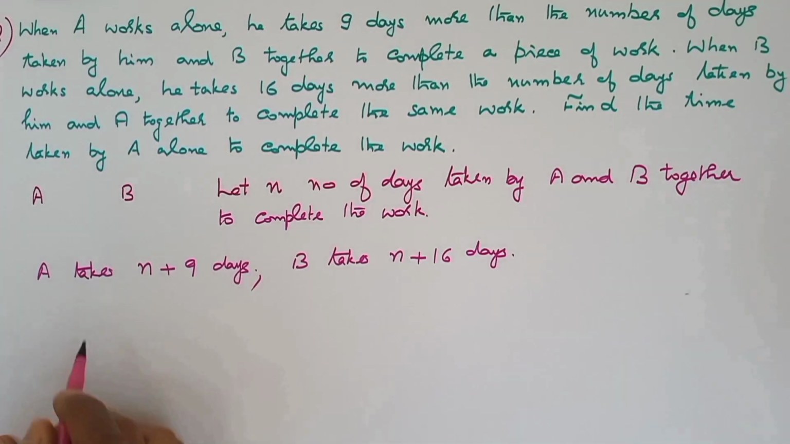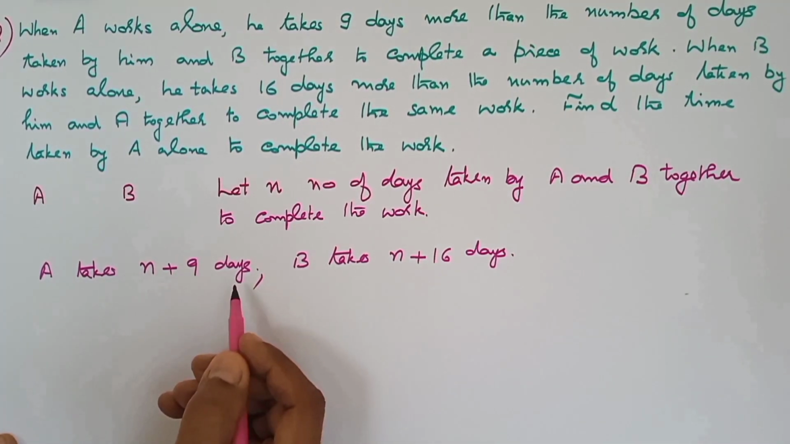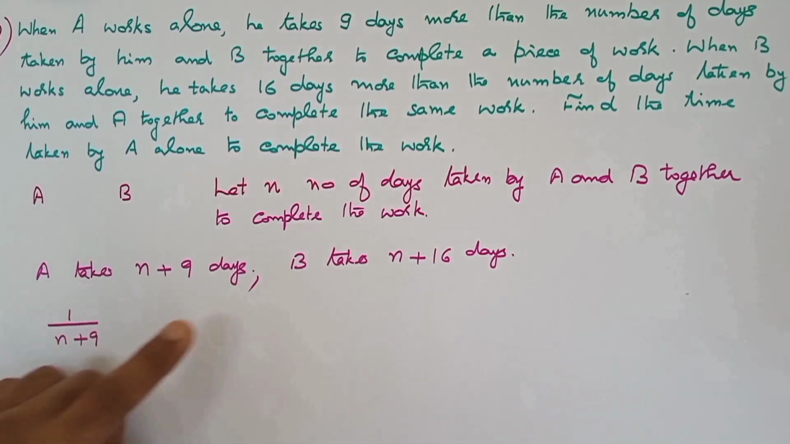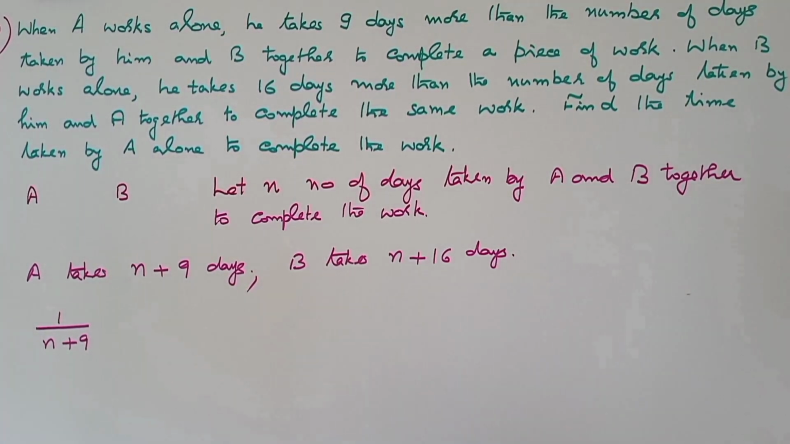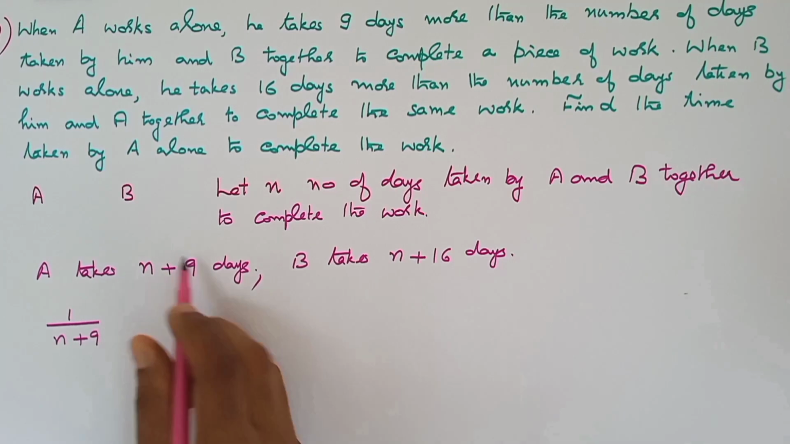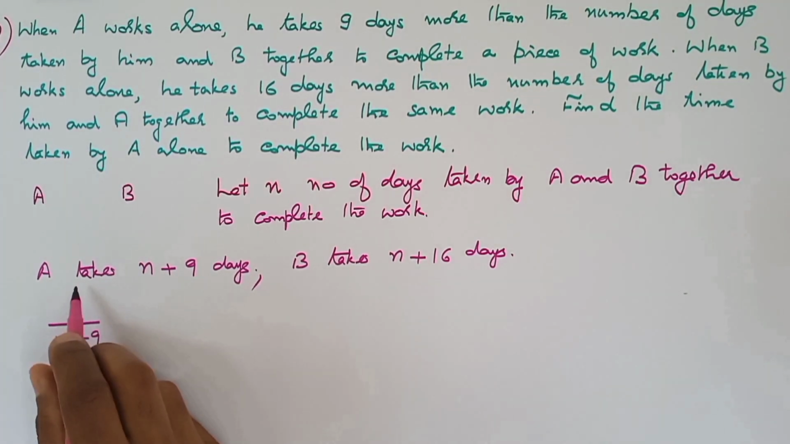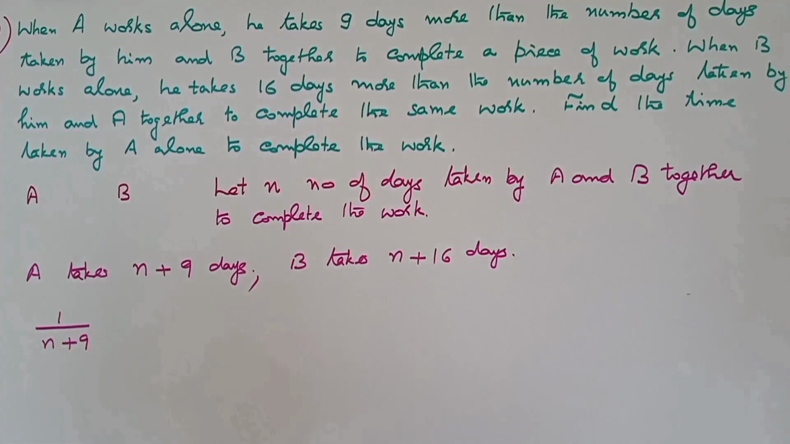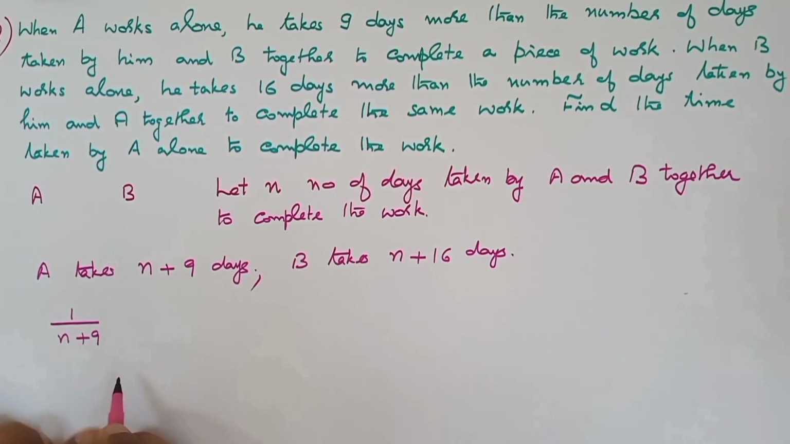So what I'm going to do is, A takes N plus 9 days to complete a piece of work, which means in 1 day he will do 1 by N plus 9 of the work. For example, if you take 10 days to finish a piece of work, in 1 day you do 1 by 10th of the work. Here the number of days is given as a variable, N plus 9. So the efficiency or the quantity of work A does in 1 day will be 1 by so many days. That's all. So this is what A does in 1 day.